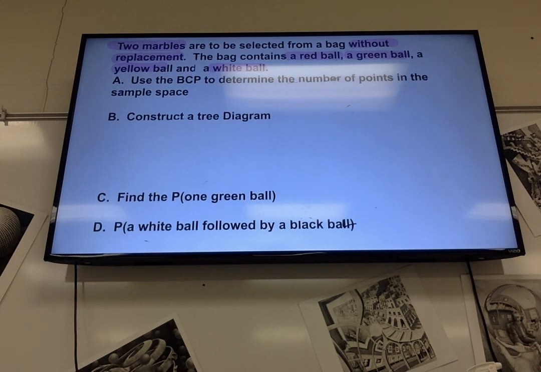Okay. So the bag contains 1 red, a green, a yellow, and a white. It says, use the basic counting principle to determine the number of points in the sample space. So we're going to be picking out 2 marbles, 1 at a time, without putting it back in. When we first reach into the bag of marbles, how many marbles do we have to choose from? 4, because there's red, green, yellow, and white.